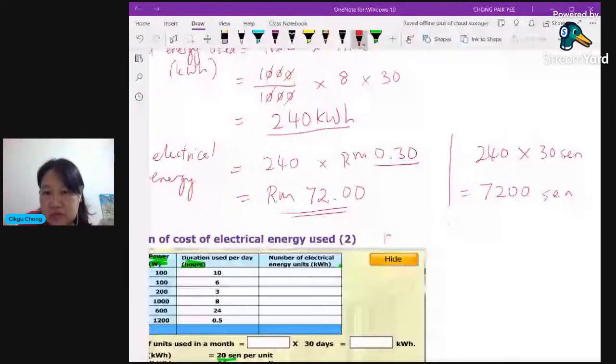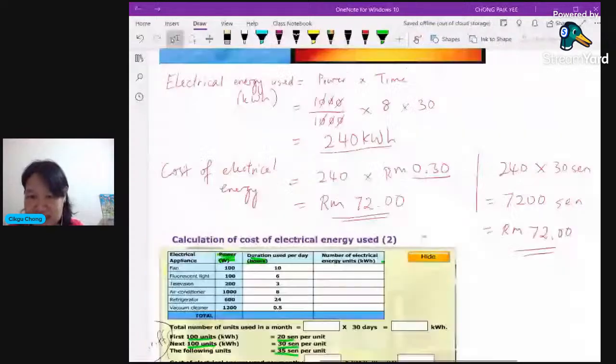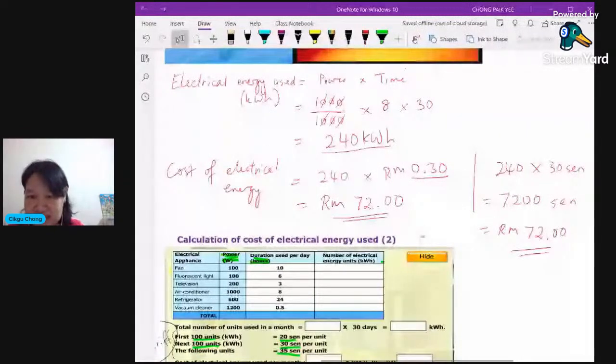Okay, 72, you know? Every day you switch on, you think, not so expensive, right? But don't forget, it's only aircon now. You haven't counted anything else, you know? Just aircon already 72 ringgit per month for 8 hours. Okay, do you understand? So, yeah, 72 ringgit, correct.